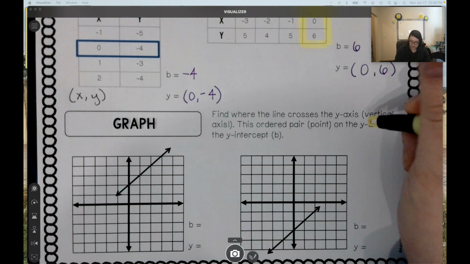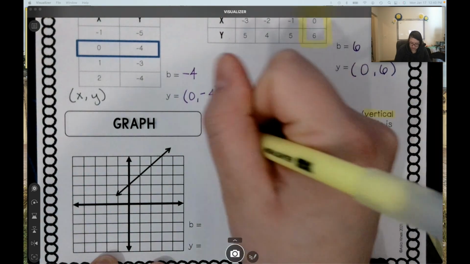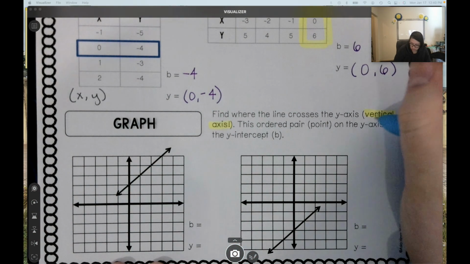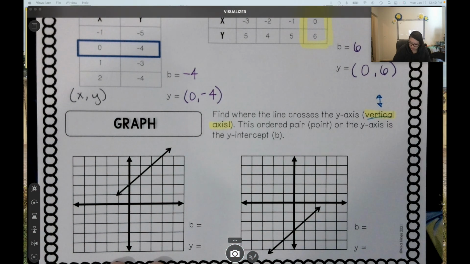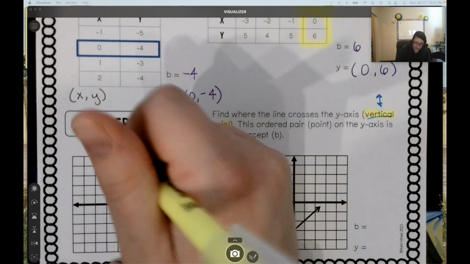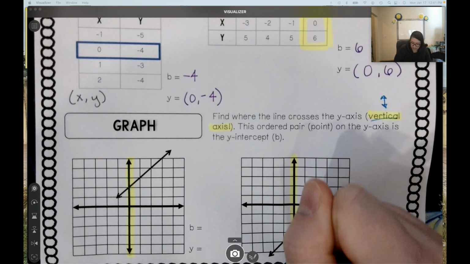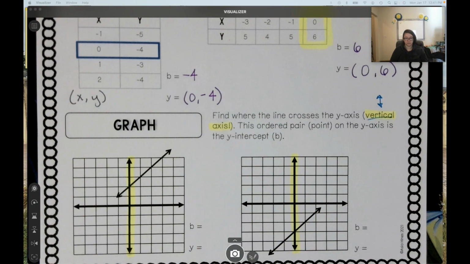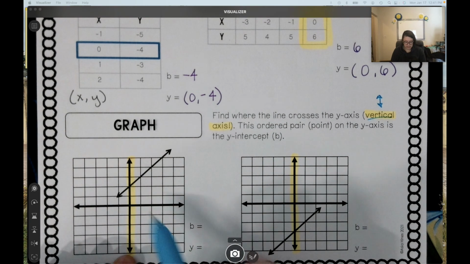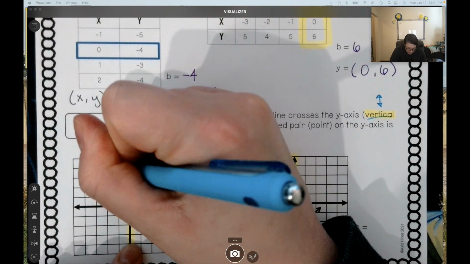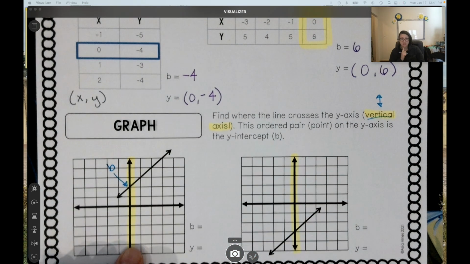Your y-axis is your vertical axis. Vertical means up and down. So this is my y-axis, the one that goes up and down. Wherever my line crosses that, that is my b. So on this first example, here's my line, here's my y. This point right here is my b.